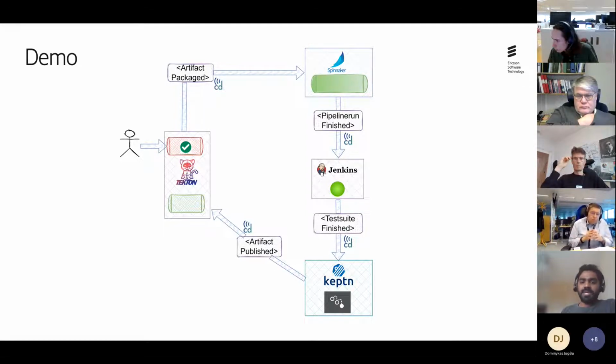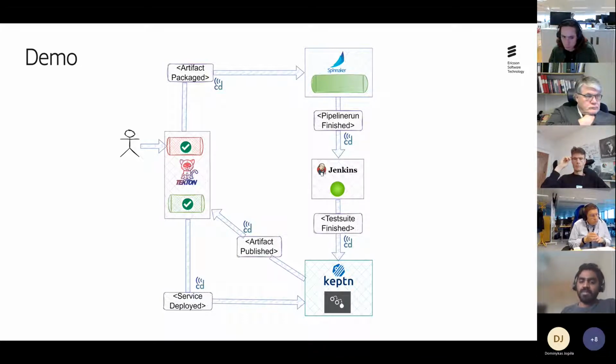Tekton again can run a deploy job. Once the deploy job is successful, Tekton sends a CD event, services deployed, and that is subscribed to by Keptn again, so Keptn will mark the build sequence as successful. This flow, everything, we can see in the demo right now.